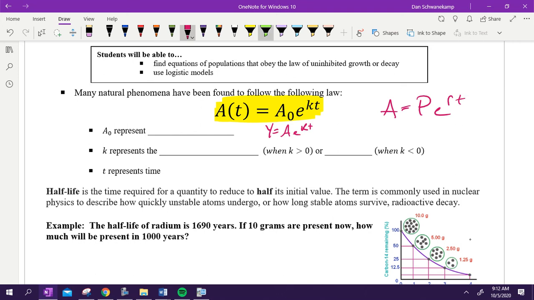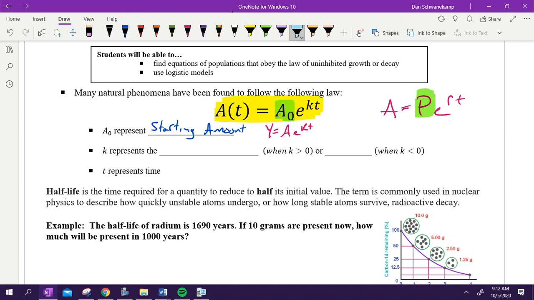So A sub 0 is right here, the initial. That's what the little sub 0 means. That is going to be in the same place as the P in our other formula. So what do you think that value represents? It's our initial amount, our starting amount, our principal. It doesn't matter. No matter what the formula looks like, whatever's in front of your E, that's your starting amount.